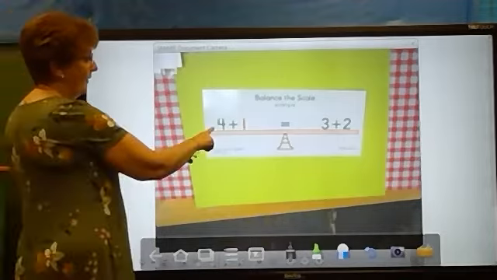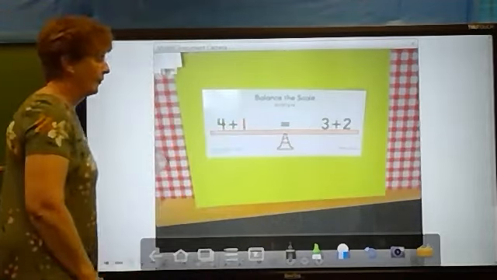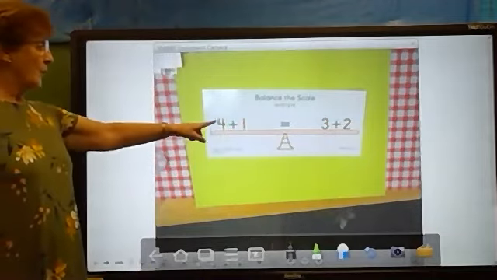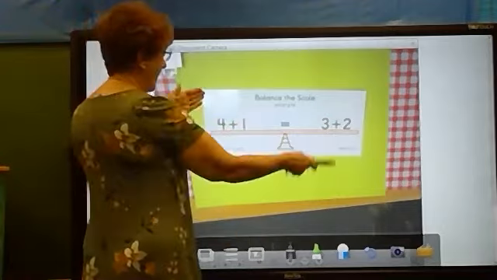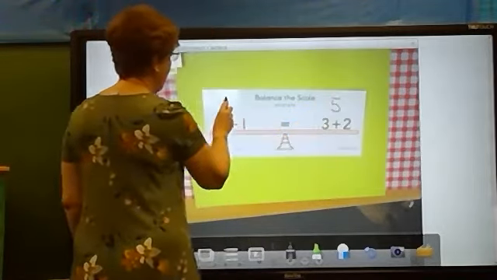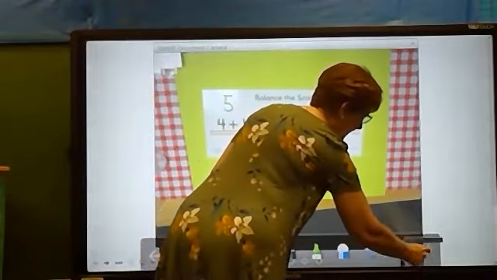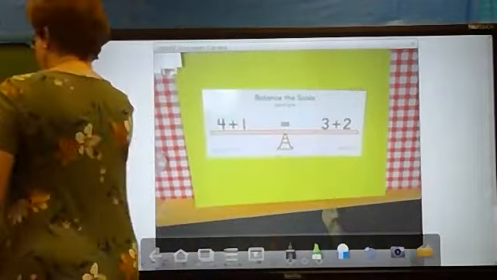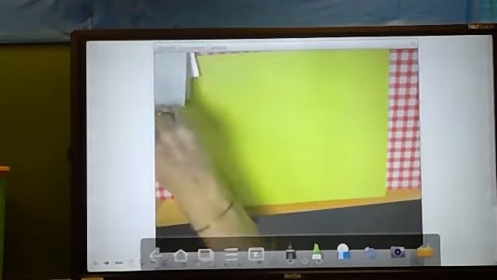Now, it said 4 plus some number is the same as 3 plus 2. And we know that 4 plus 1 is 5. So once I added that 1, my scale is balanced because 3 plus 2 equals 5 and 4 plus 1 equals 5. Now, let's see how well you remember this skill.